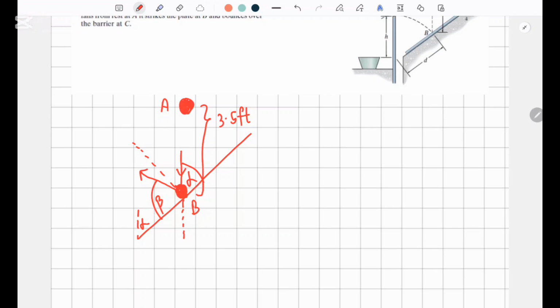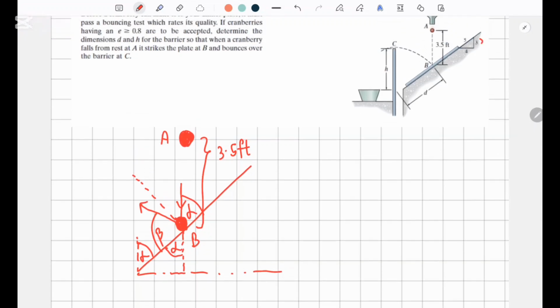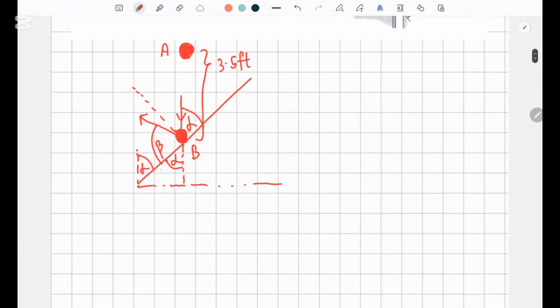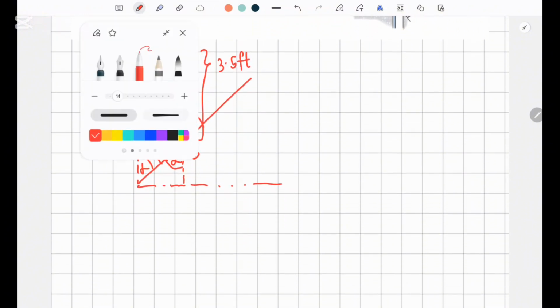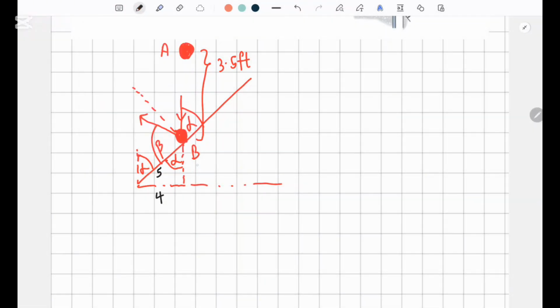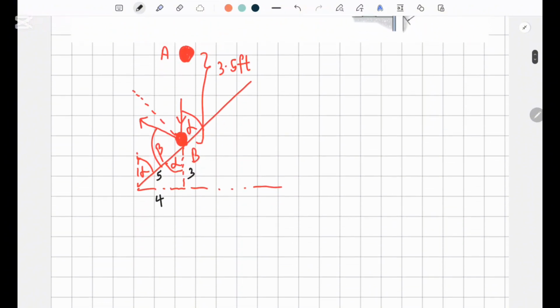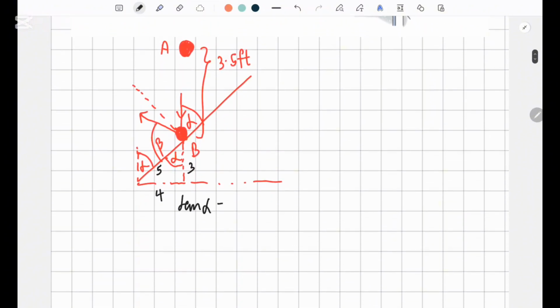Using the alternate angle theorem, if this is alpha, these two are corresponding and this is alternating, so this is alpha. They've also given 5, 4, 3 in the diagram, so using that, tan alpha equals 4 over 3, right? We found alpha straight away, but we need to find beta.